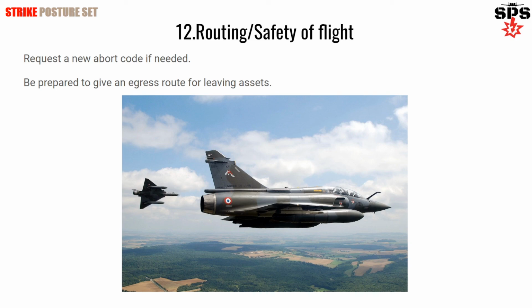And now also be prepared to give an egress route for leaving assets as they are done with their playtime and they need to RTB. You want to guide them through the battlefield. If you have an active gun target line, you need to tell them where to go to exit. Give them something safe and don't let the airplanes touch. That's the basic rule. So that's pretty much it for routing and safety of flight. There's not much to say because it's just the same as step 1, but just for egressing the area.